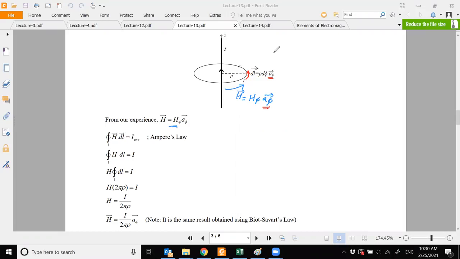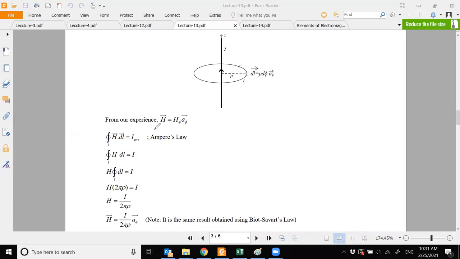Which is the current enclosed here? This is my current. And what is the current value? I. So that's why I. Now, as you can see, in a very similar manner as we did for Gauss's law, it is H dl. Now, H will go out, and you will get only dl here.